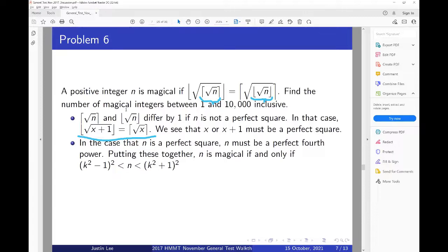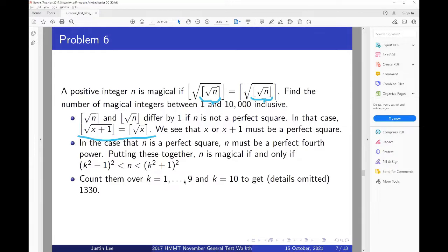We also have the case of when n is a perfect square, and that would require square root n to also be a perfect square. So n must be a perfect 4th power. So putting these two together, n is magical if and only if n is between (k squared minus 1) squared and (k squared plus 1) squared for some value of k, and n is less than 100 squared. So we count this over k equals 1 to 10.